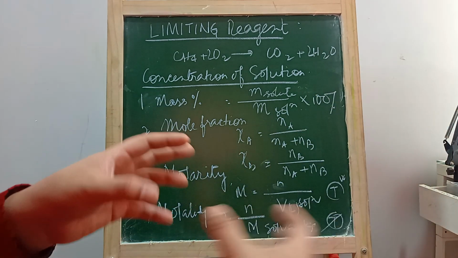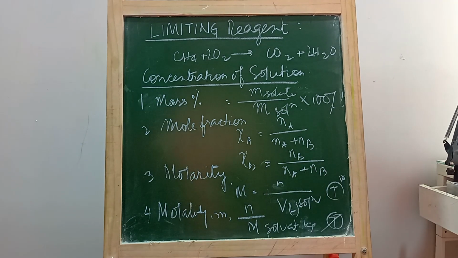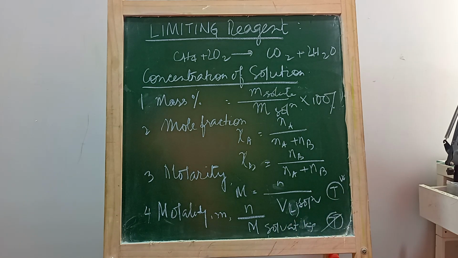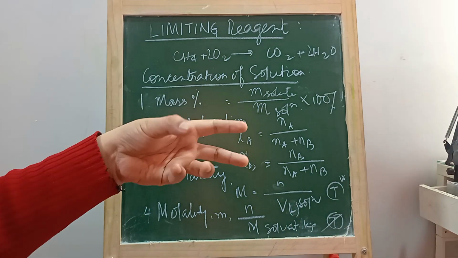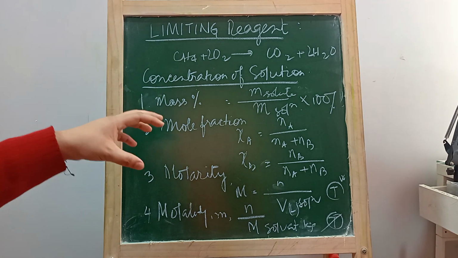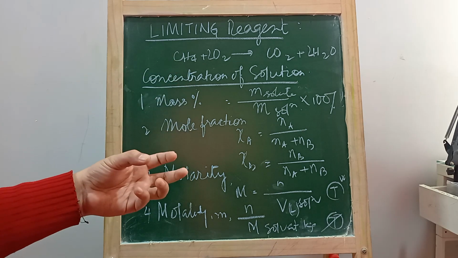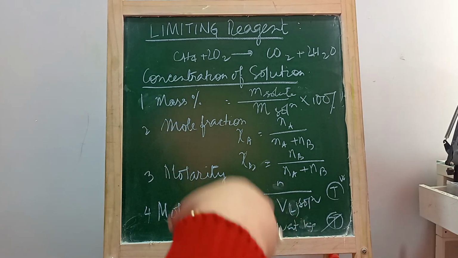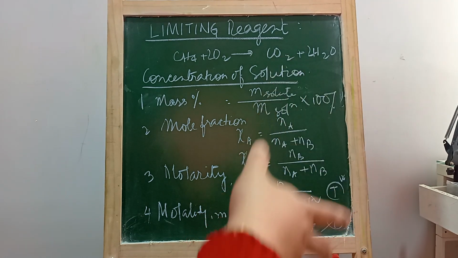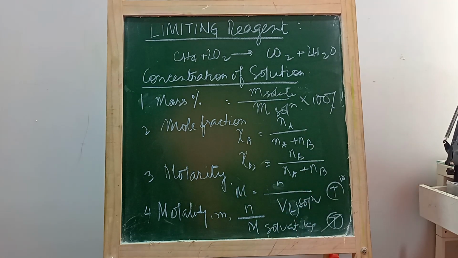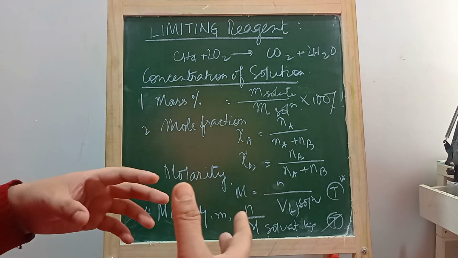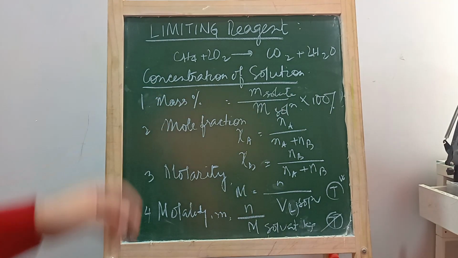The reactions are carried out in solution. Solutions means most of the time you use water as a solvent. So we need to know how much reactant or solute is present, right? In other words, we need to know the concentration of the solute, or the concentration of the solution, which means how much reactant is there and how much product is formed. So we need to understand how the concentration of a solution can be expressed.